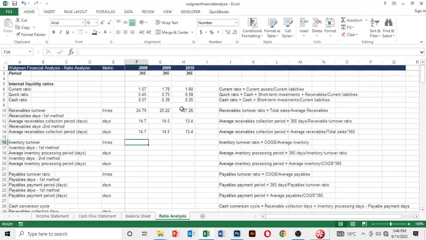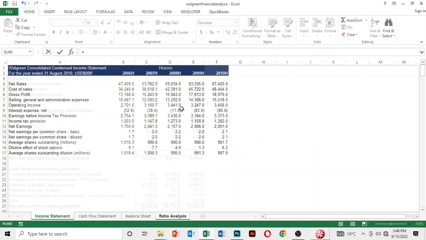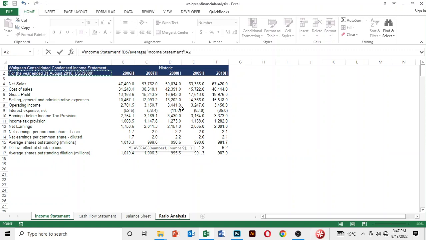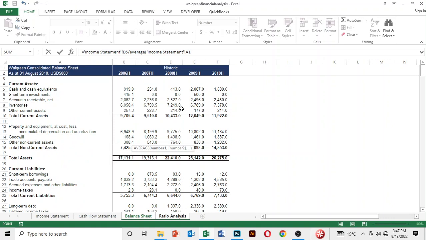How many times does our inventory turn? Like how many times do we order our inventory per year? So let's just calculate that. So we say COGS, or cost of goods sold, divided by average inventory. That's the inventory turnover there. So let's go here. We look for cost of sales. We divide it by average inventory.